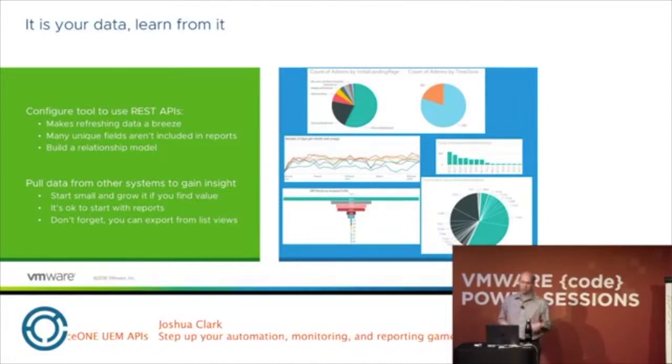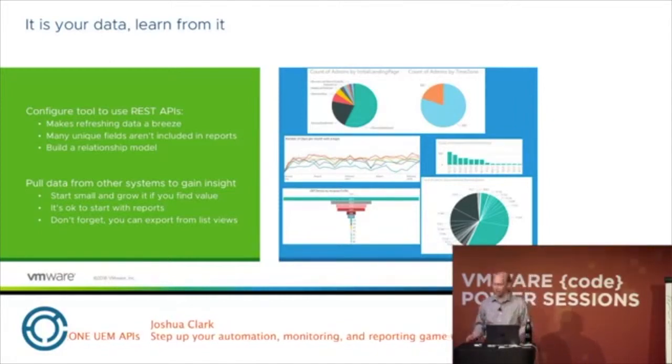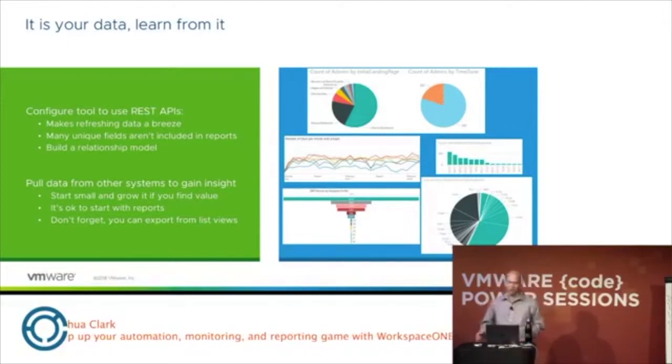Using the REST APIs, you can do some really cool stuff. For example, I've charted out what percentage of my admins, we've got over 100 admins that get into AirWatch on a regular basis, and what landing screen they are configured to use. Not an easy thing to look at in the console, but you've got all that data in the API, so you can start charting that out and say, okay, why are people going straight to the user group page versus the dashboard? Also see what time zone they're in. So just some interesting, fun stuff to look at.